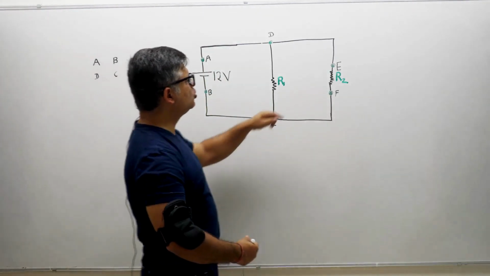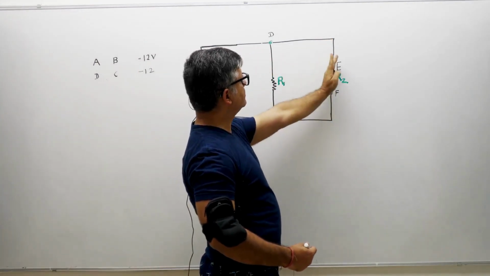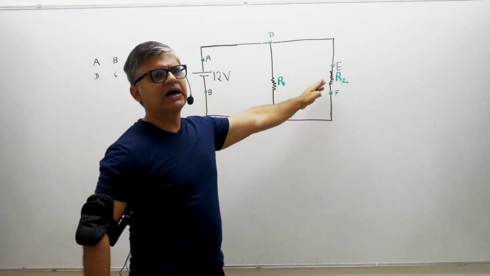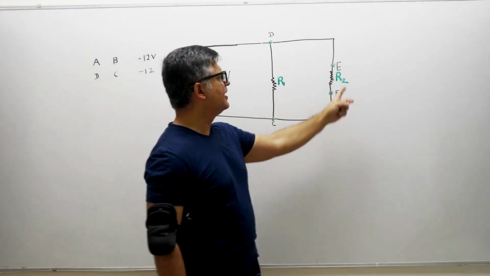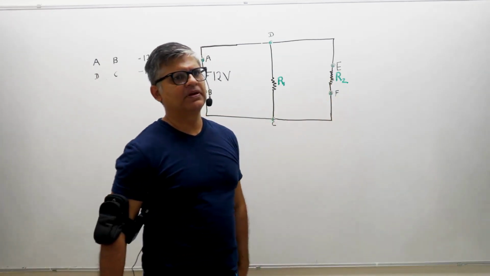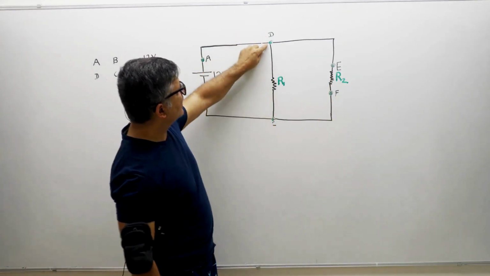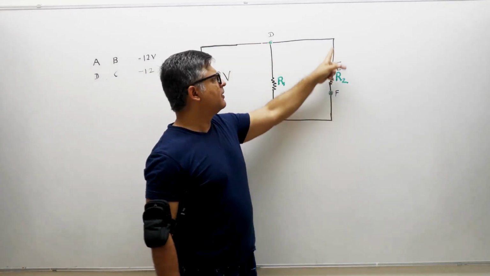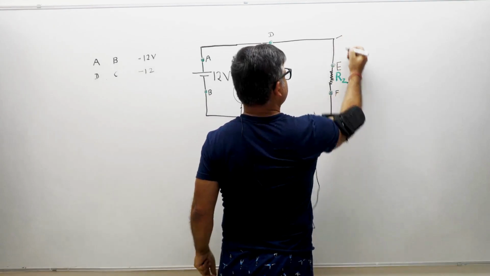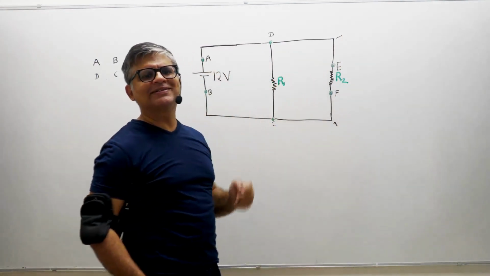Okay, let's go to the third column, which is nothing but R2. This time the question is, what is the potential across E and F? You can see in D and C, the points were here and here. But in R2, the points have not been shown here. The points have come closer to the resistor.